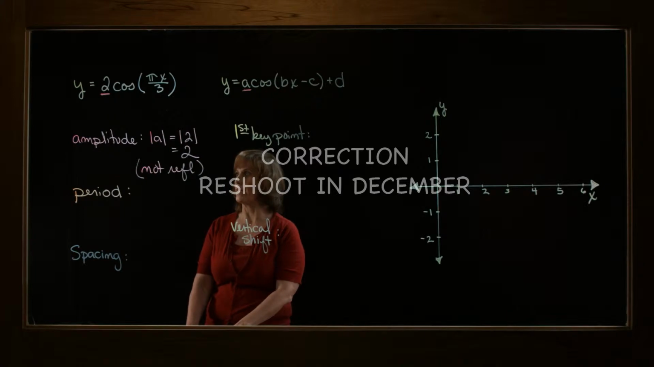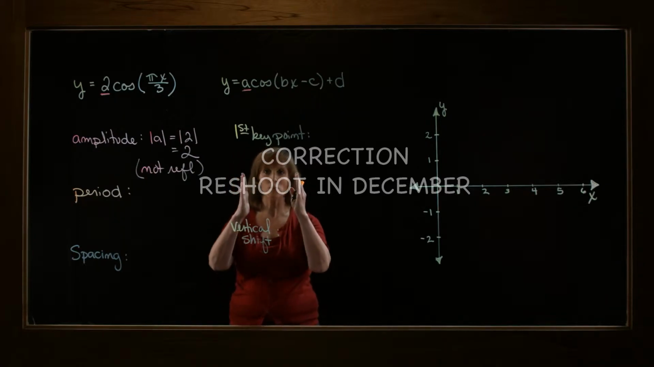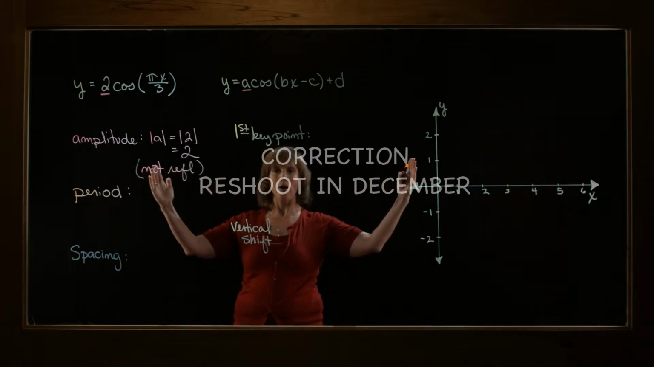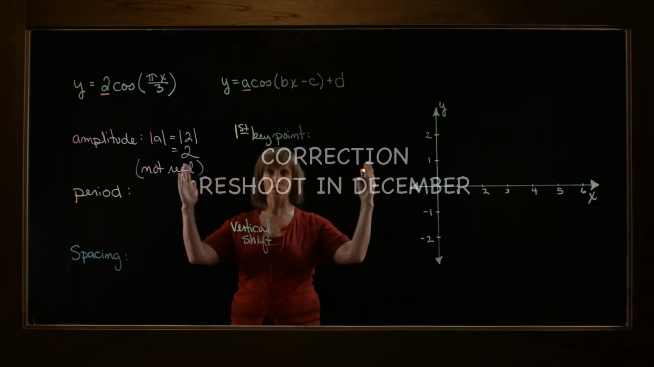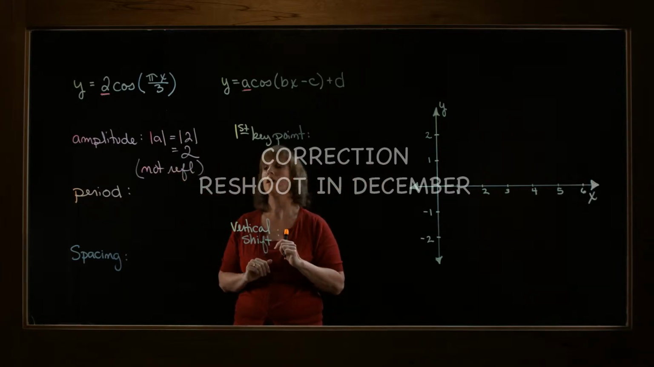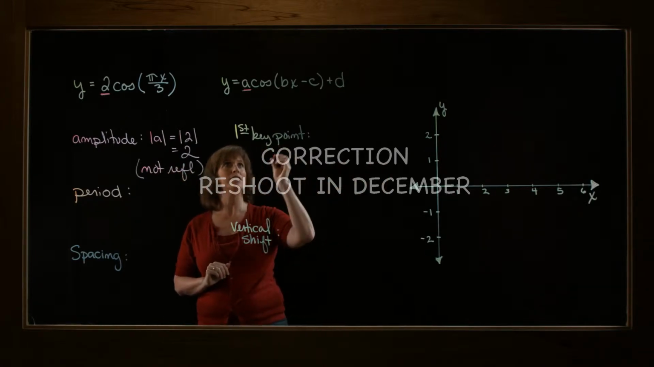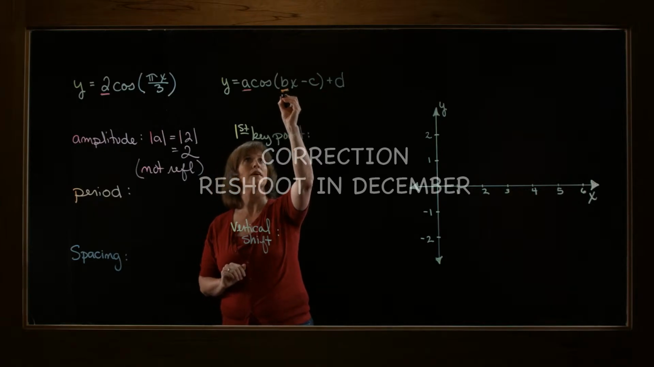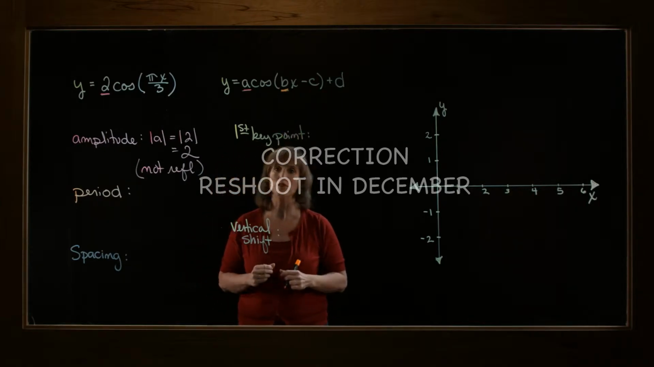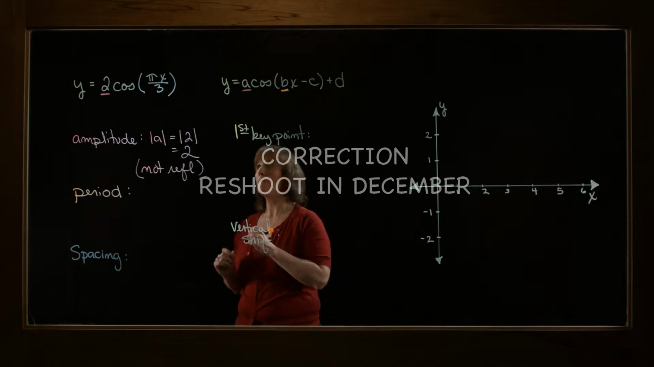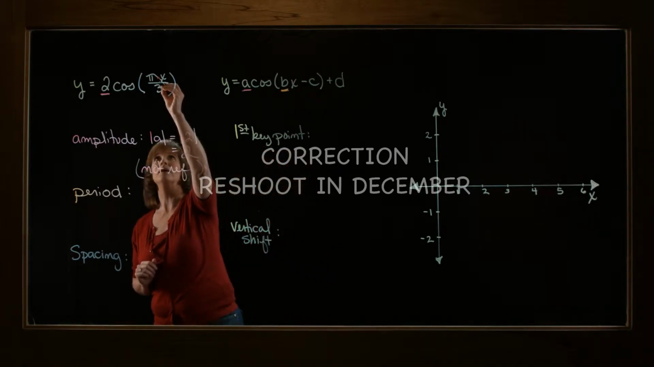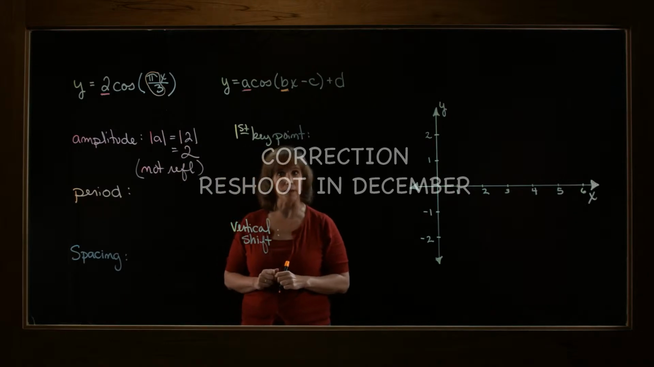Let's look at the period next. The period is what's going to control how much we stretch or shrink my graph horizontally. In a basic cosine curve, that's controlled by the constant that's multiplied by the x. So in my problem, that's going to be the pi divided by 3.